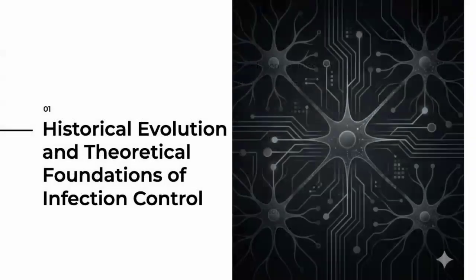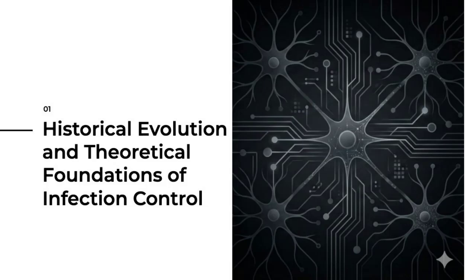Section 01 focuses on the historical evolution and theoretical foundations of infection control. This introductory section is vital because it establishes the scientific journey from ancient misconceptions to our modern understanding of germ theory. By studying the history of infection control, we gain a deeper appreciation for the evidence-based practices we use today.